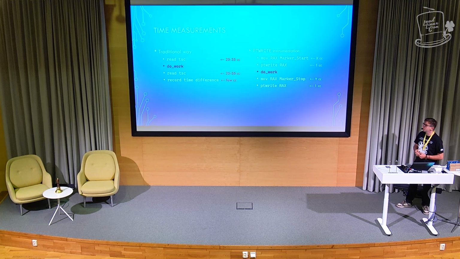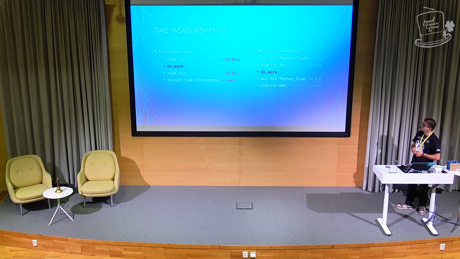The first use case for the Intel PT hardware is to do time measurements of your software. On Intel processors, the traditional way of doing this is to read the timestamp counter, which has a bit of overhead. You instrument your work with a read before and a read after, and you record the difference.